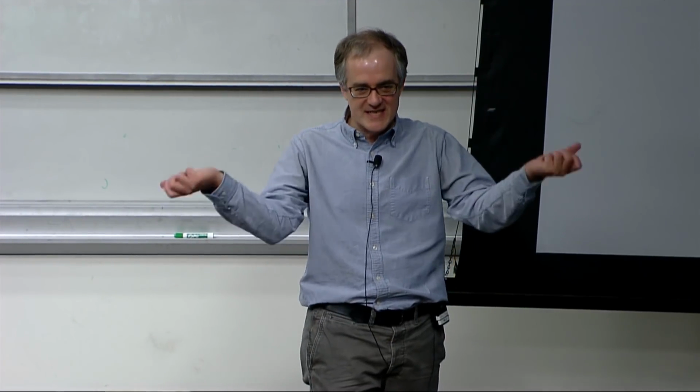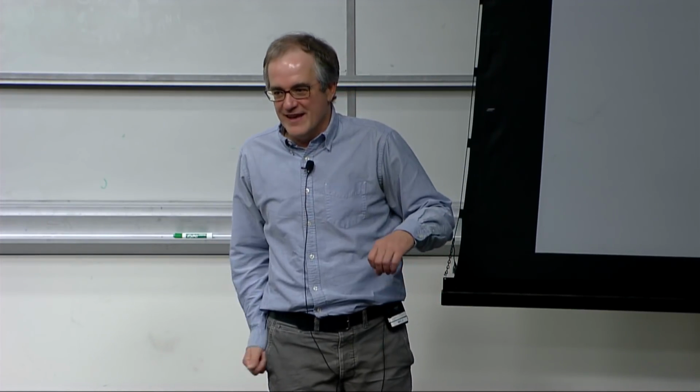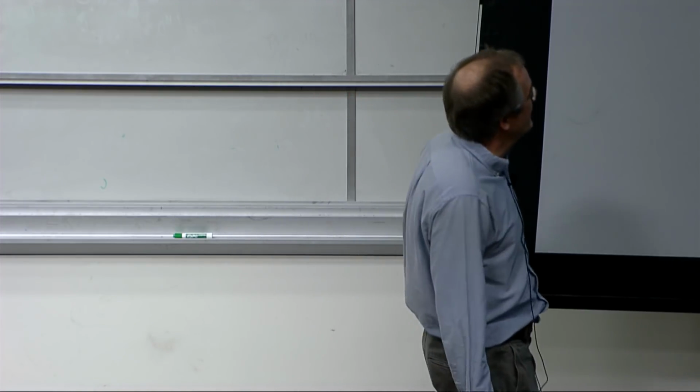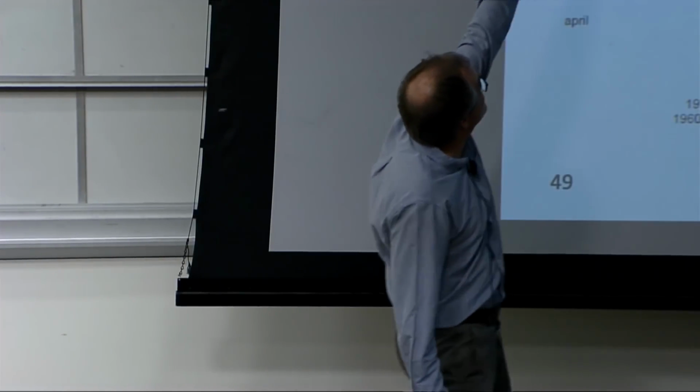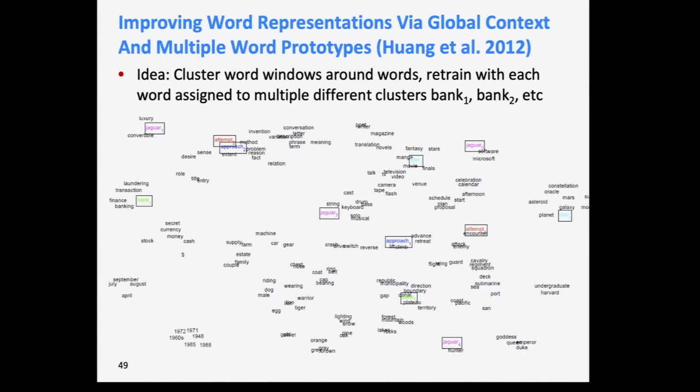So we'll just literally change the word in our corpus according to its cluster number. And then we run our word vectoring algorithm. And so we get a representation for each of those senses of the word. And basically that works, right? So up the top is Jaguar 1 next to luxury and convertible.